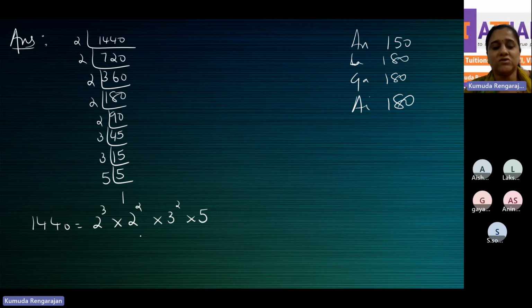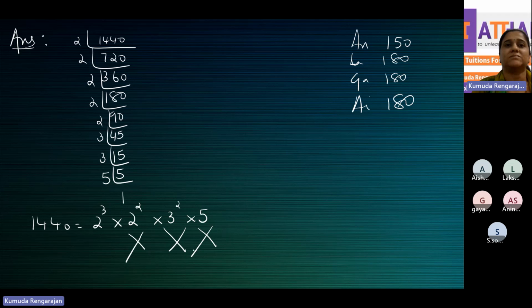So children, what have we understood? When you have to find the least number by which it should be divided, you must take away the numbers that do not occur in triples. You must simply take away the numbers that do not occur in triples. 2 square does not occur in triples. Take it away. Take this away. Take away the numbers that do not occur in triples. That is the method to find the least number by which it should be divided.